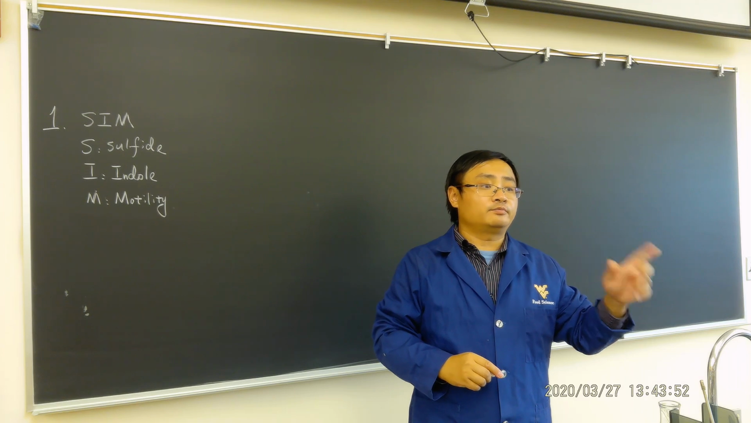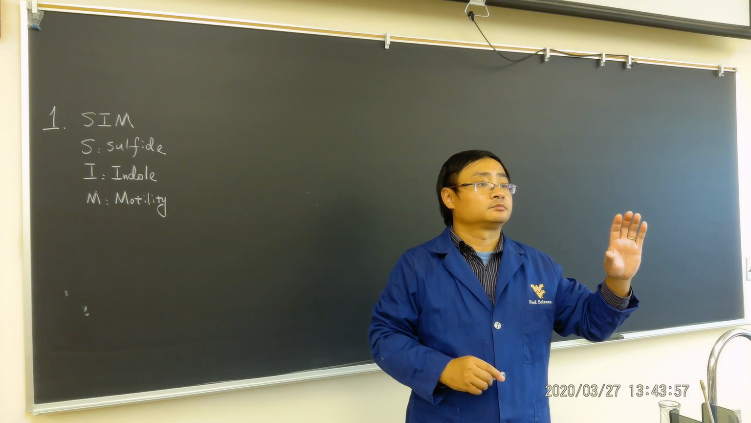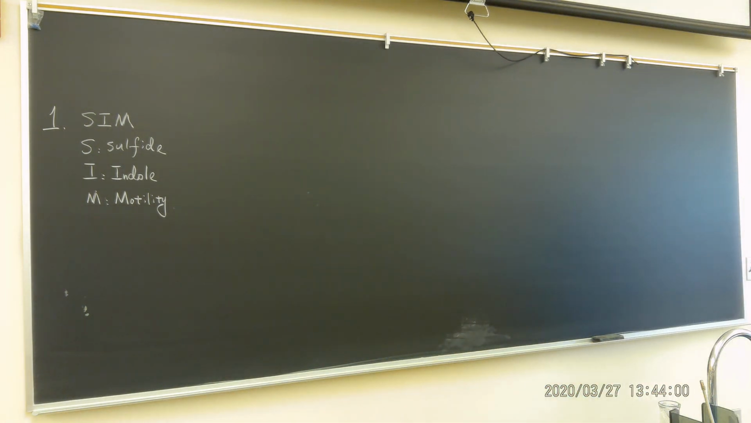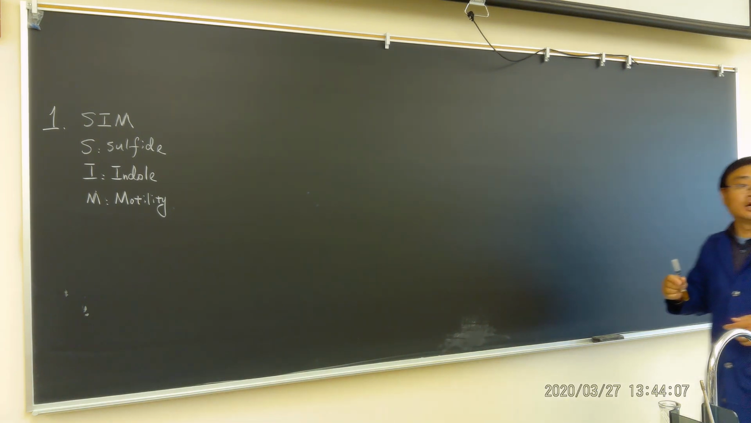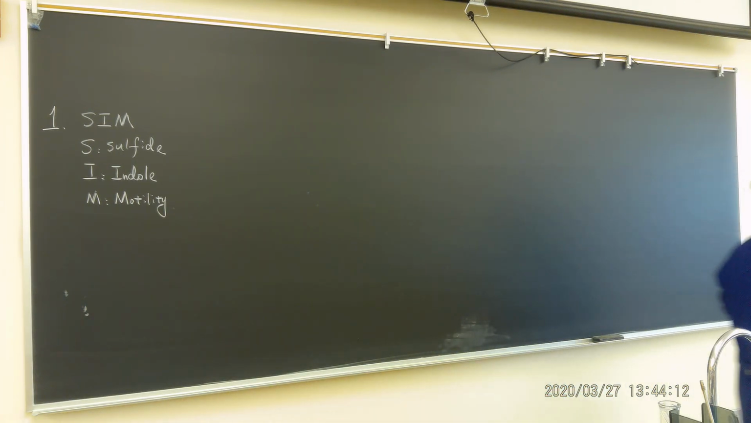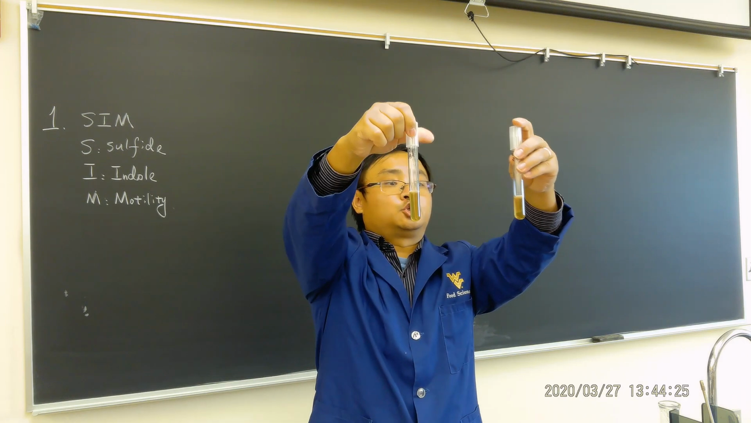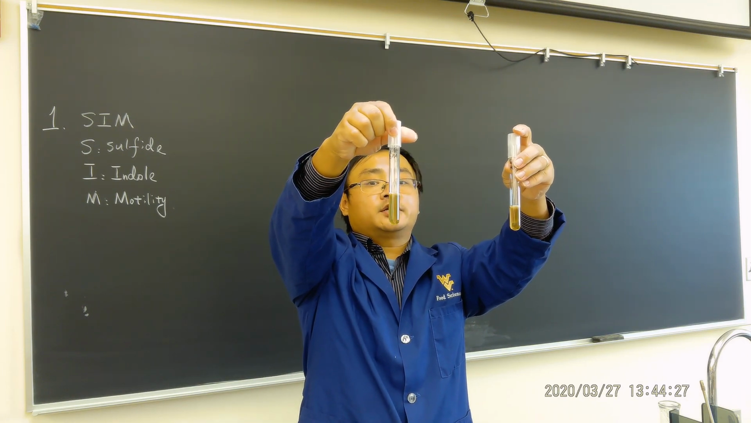I want to get one sample. Who has Proteus vulgaris? Can I see the Proteus vulgaris slants, what they look like? Okay. Who has E. coli? Or who has Pseudomonas? Can I have a Pseudomonas slant? Yeah. Thank you very much. Now, if you compare these two, what can you see?